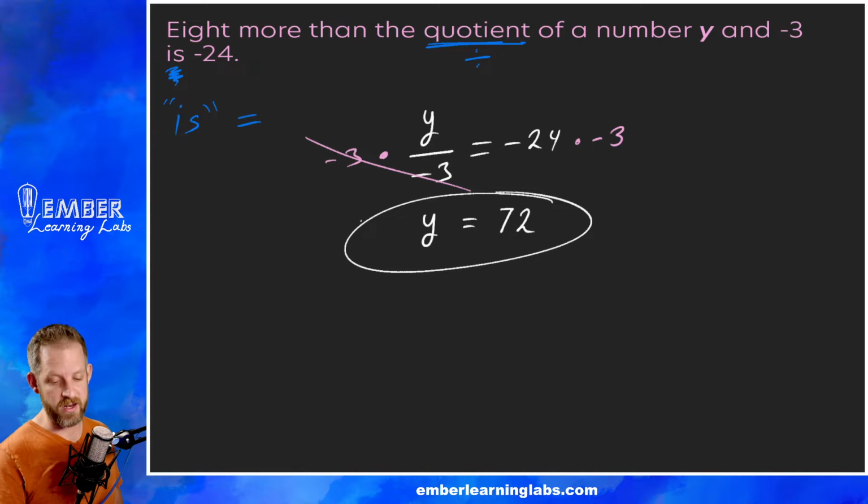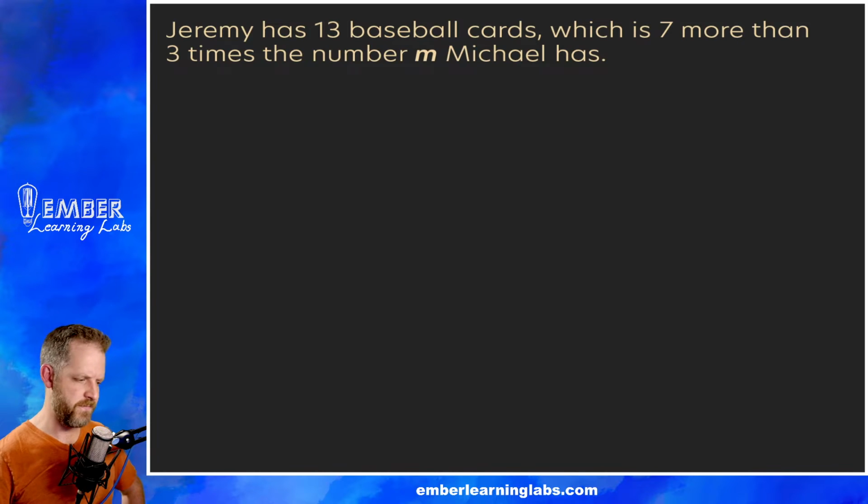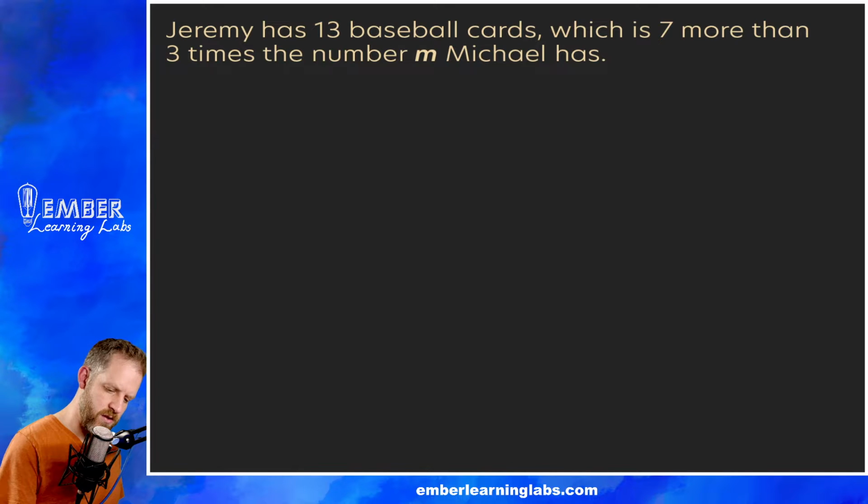Let's do another one. We're going to do 4 total examples. So that was example 2. This is going to be example 3. Jeremy has 13 baseball cards, which is 7 more than 3 times the number M. So we've got 13 baseball cards equals 7 more than 3 times the number M.